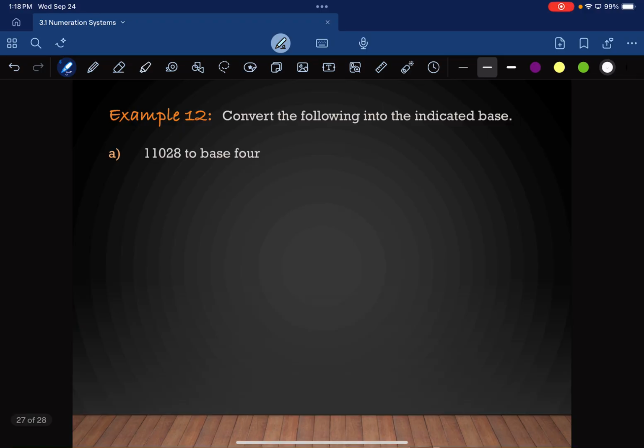So here's our number. This is 11,028. And we're going to turn it into a base 4 number. This is going to look like what we did with the Mayans and the Babylonians. We did them for both of those.